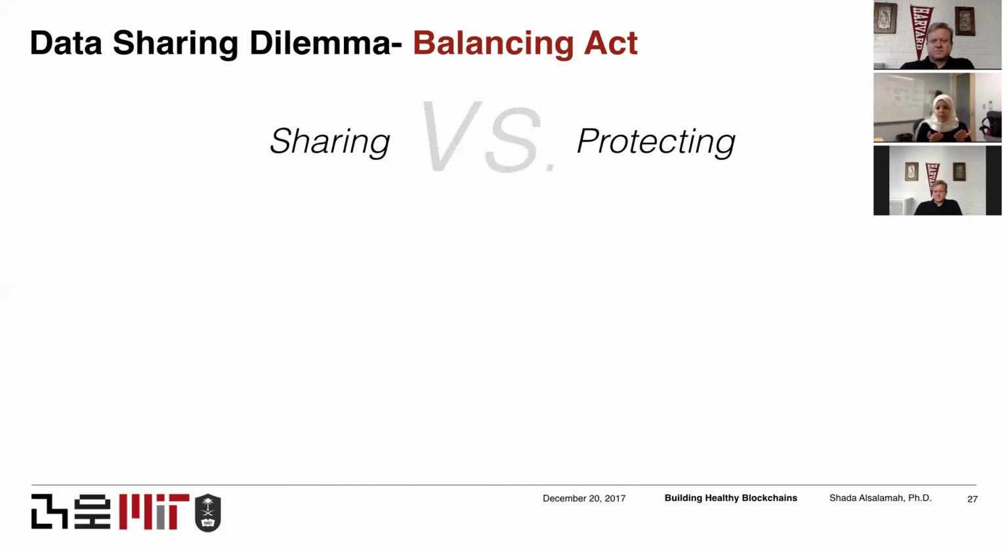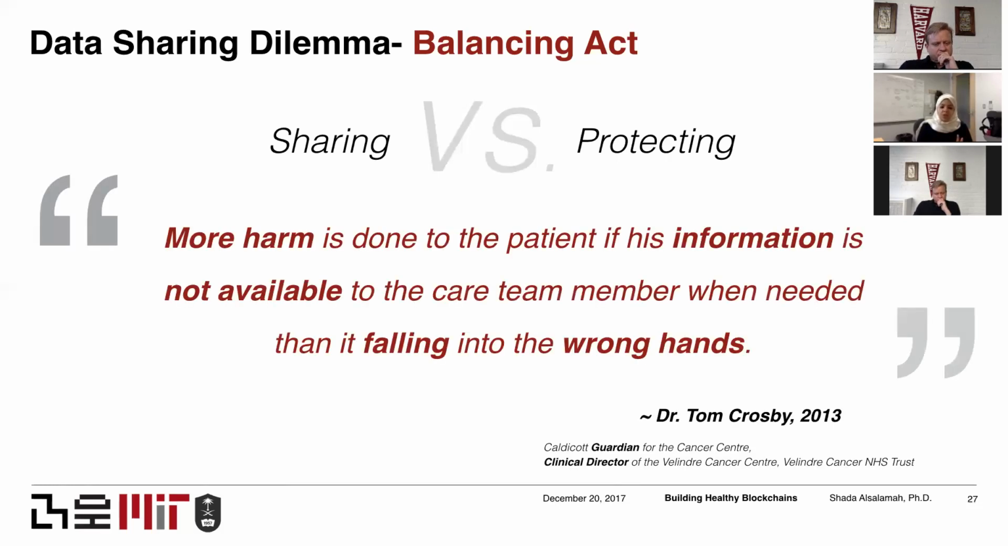So how do they balance between more sharing and at the same time protecting the privacy and confidentiality of that information and making sure that they take good care of it? At the end of the day, whatever balance they try to attain in their systems, they need to make sure that it doesn't harm the patient. Why? Because more harm is done to the patient if this information is not available to the right person or the right care team whenever needed than it falling into the wrong hands. That's the line. That's what they need to think of when they try to share and protect in order to make sure that it doesn't harm the patient.